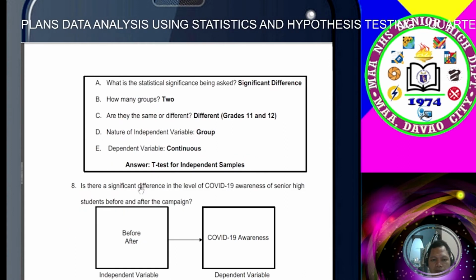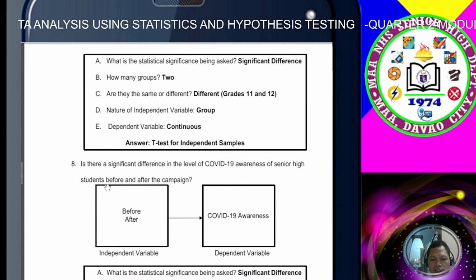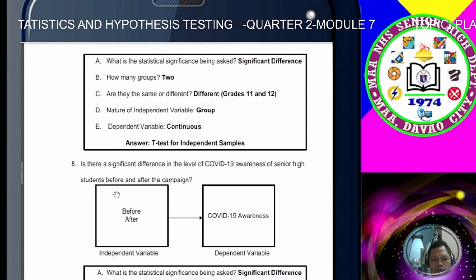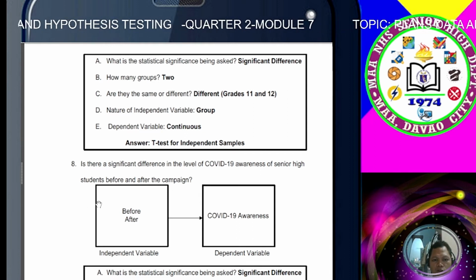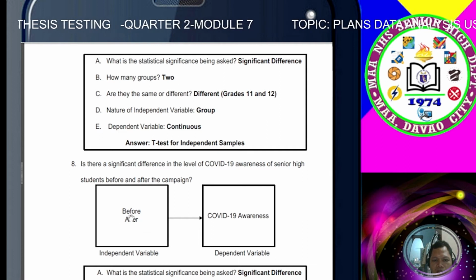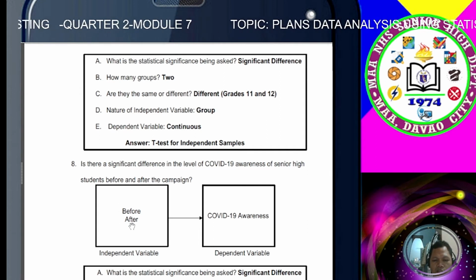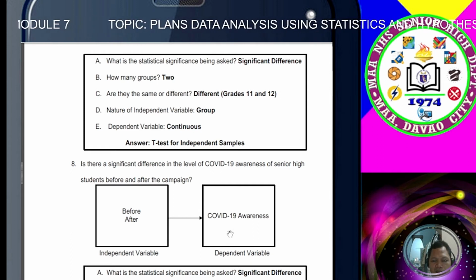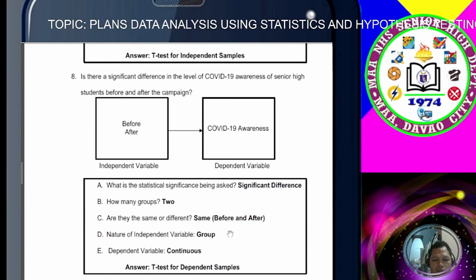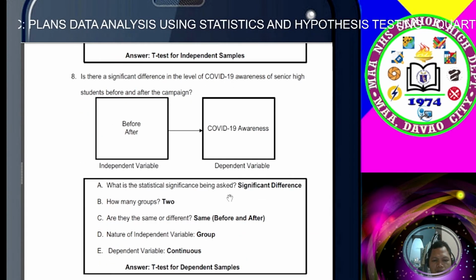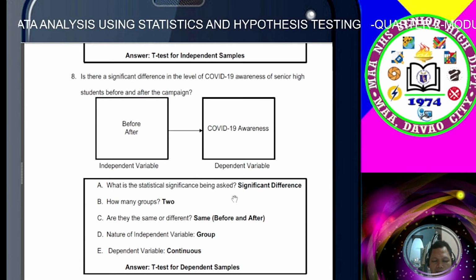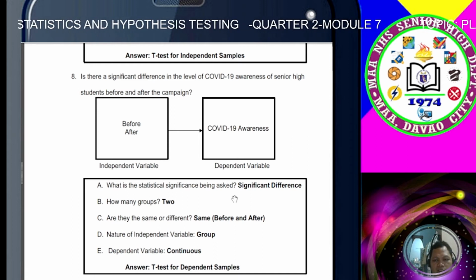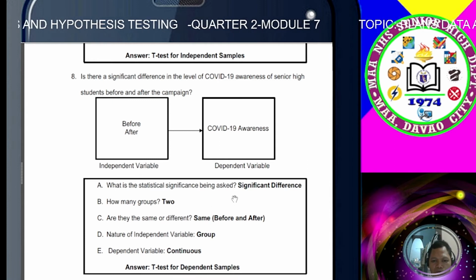Number 8. Is there a significant difference in the level of COVID-19 awareness of senior high school students before and after the campaign? Our independent variable here is the before and after of the intervention, and your dependent variable here is the COVID-19 awareness. Let's summarize. What is the statistical significance being asked? Still significant difference. How many groups? We have two groups.